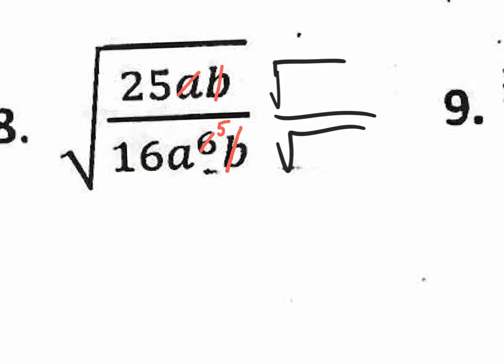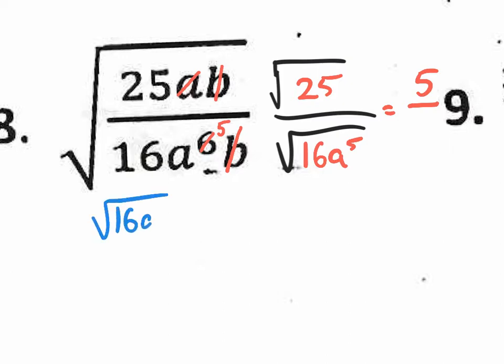So what's left over? You have a 25 up on top, and on the bottom you have a 16 a to the 5th. So up on top we have the answer 5, because the square root of 25 is 5. Now on the bottom, that's where it gets a little trickier. We're going to rewrite the square root of 16 a to the 5th, and we're going to treat it like a separate problem. And I would split the root to the 16 and also to the a to the 5th.